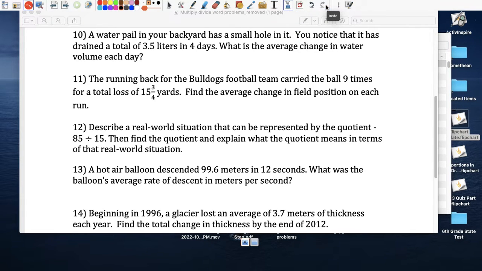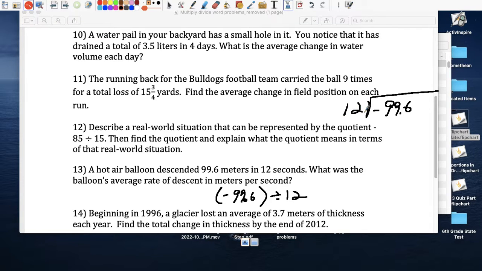Who knows? A hot air balloon descended 96.6 meters in 12 seconds. What was the balloon's rate of descent in meters per second? Okay, so negative 99.6, that's how much, right? We divide that by 12. So let's set that up somewhere over here. So negative 99.6. We're going to divide that by 12. So there's nothing to do because that's a whole number already, right? So it's just a matter of dividing. Let's bring this decimal up so it's part of our answer.